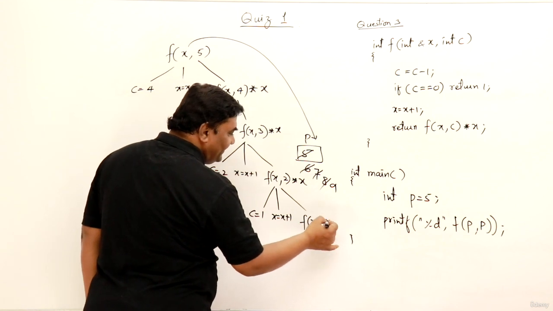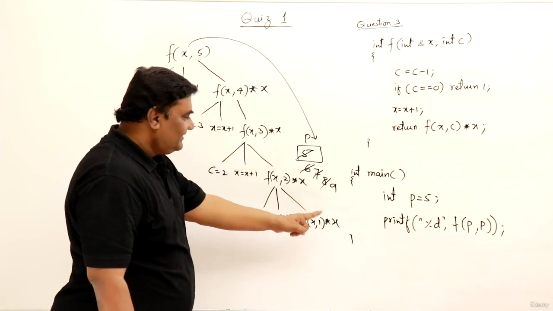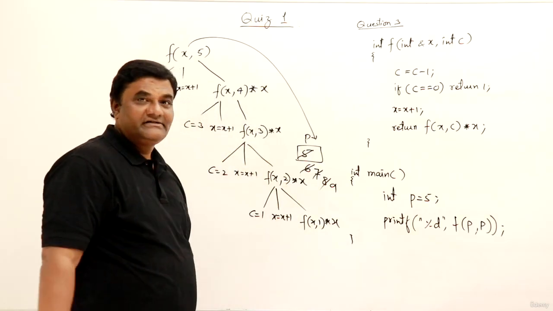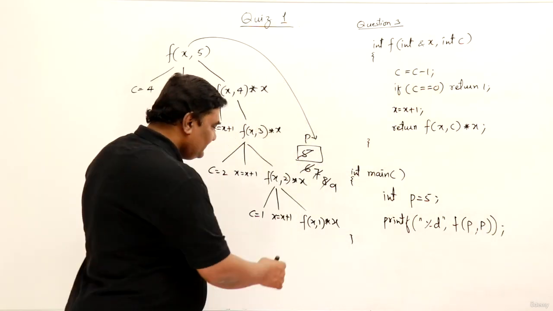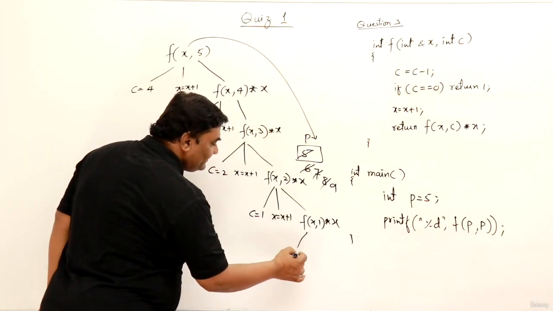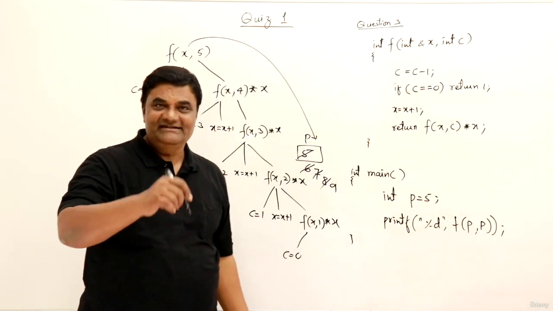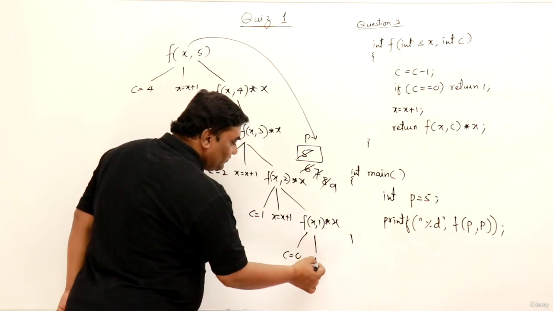1. Then into x. I'm keeping it x only every time, right? I'm not taking the value. Then this one, x comma 1. C assign c minus 1. So c becomes how much? 0. Is the c equal to 0? Yes, c became 0. Return 1. So this function returns 1.